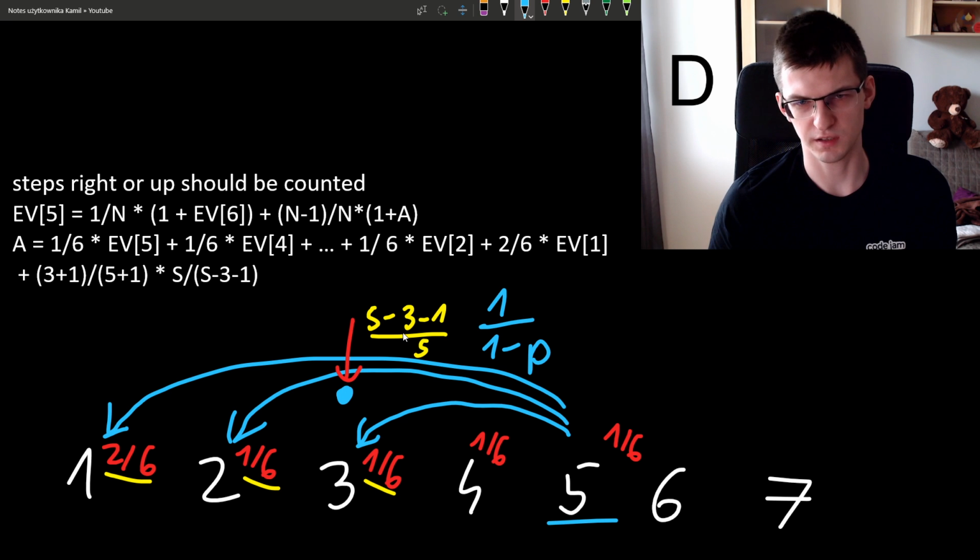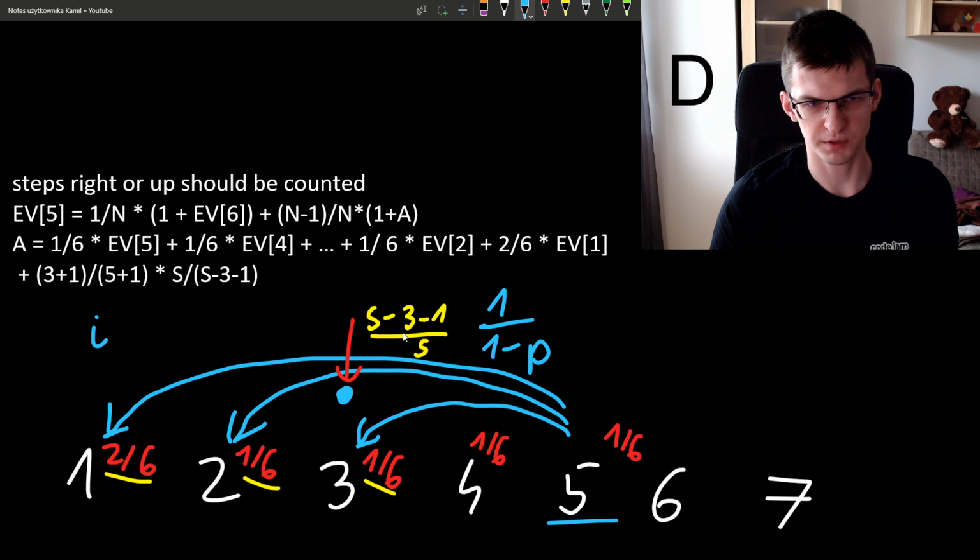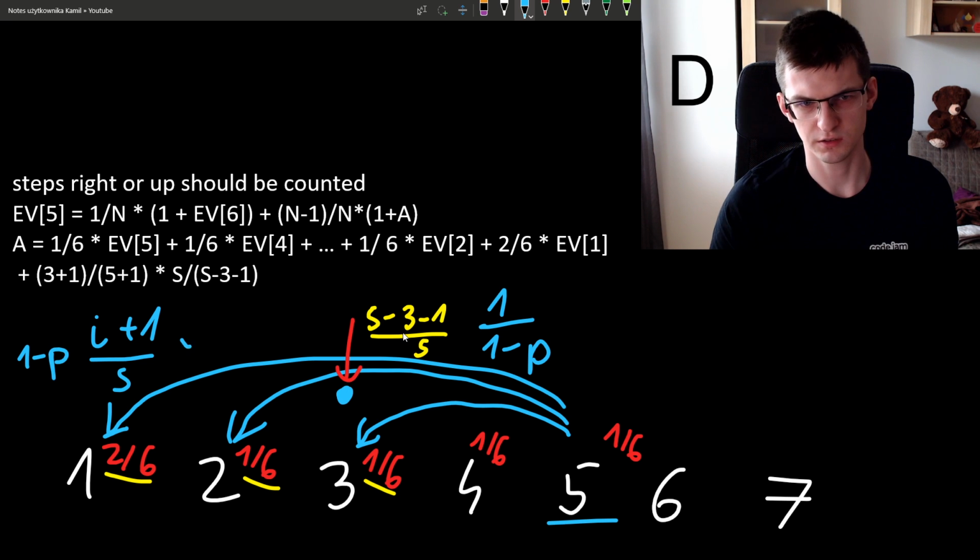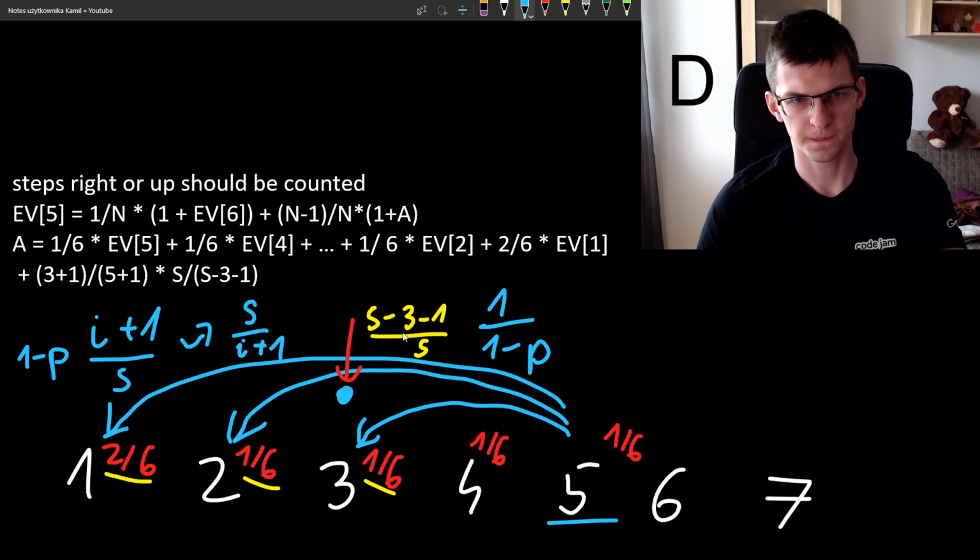S minus this. 1 minus p. Let's compute this. It's S minus this. I think it will be I plus 1 over S. It's 1 minus p. And now the inverse of that. So S over I plus 1. This instead of that.